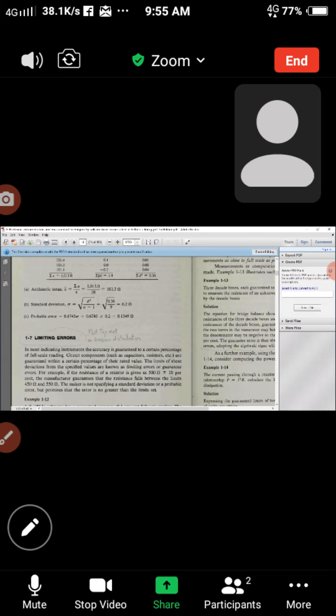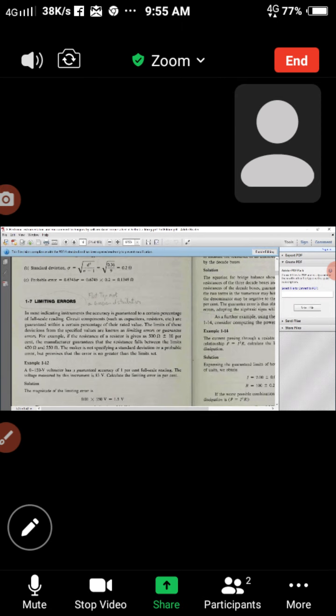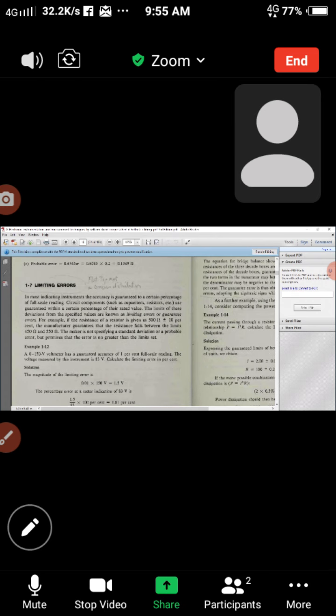Now second we will study, that is limiting errors. In most indicating instruments, the accuracy is guaranteed to a certain percentage of full scale reading. I will give you an example: a 0 to 150 volt voltmeter has a guaranteed accuracy of 1% of full scale reading. The voltage measured by this instrument is say 85 volt. Calculate the limiting error in percent.